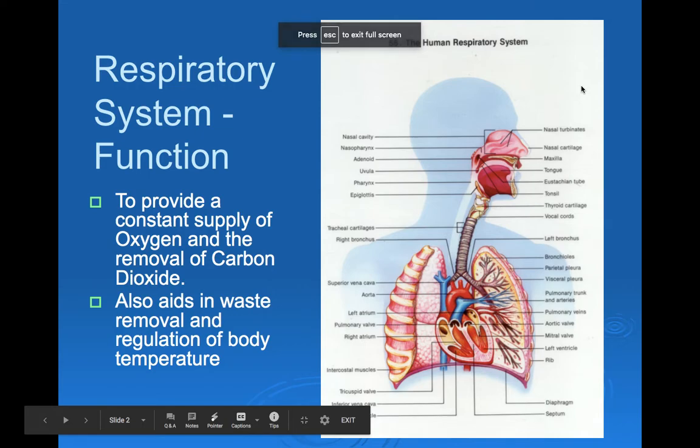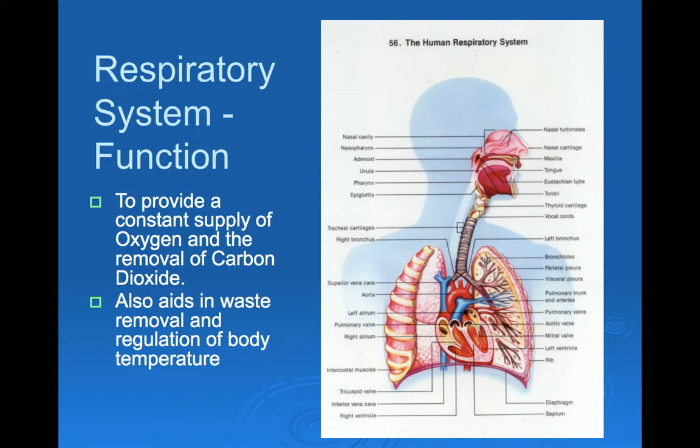The respiratory system has two main functions. The first one is to provide a constant supply of oxygen and the removal of carbon dioxide. The second is to aid in waste removal and regulation of body temperature. So if you've noticed, plants are the opposite. When we learn about plants, we learn that plants breathe in carbon dioxide and breathe out oxygen. Humans do the opposite. We breathe in oxygen and breathe out carbon dioxide.